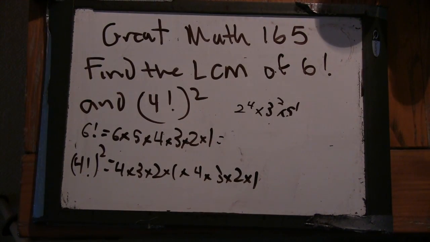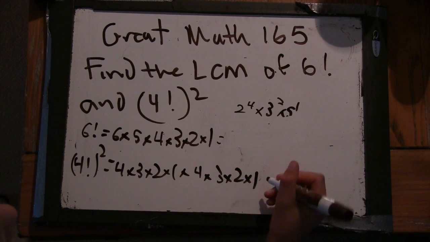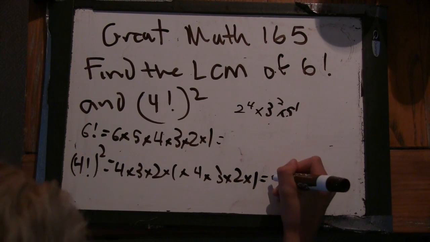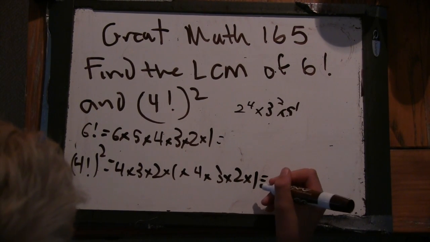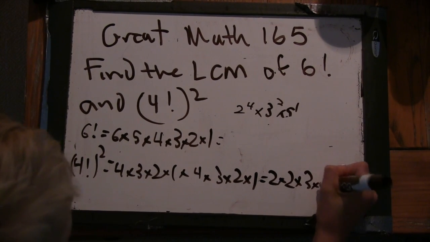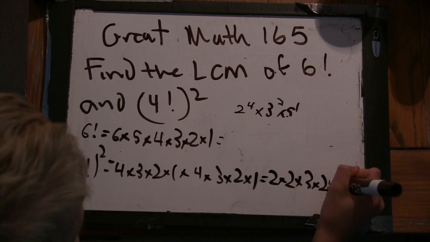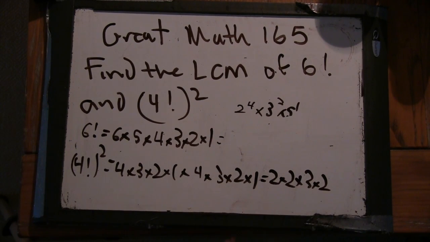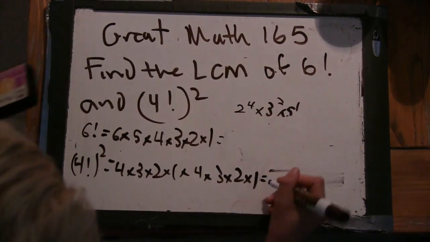Alright. Then 4 factorial squared factored into primes is, let's see, that's 2 times 2 times 3 times 2, and there's another one of those. So that would be 2 to the 6th times 3 squared.